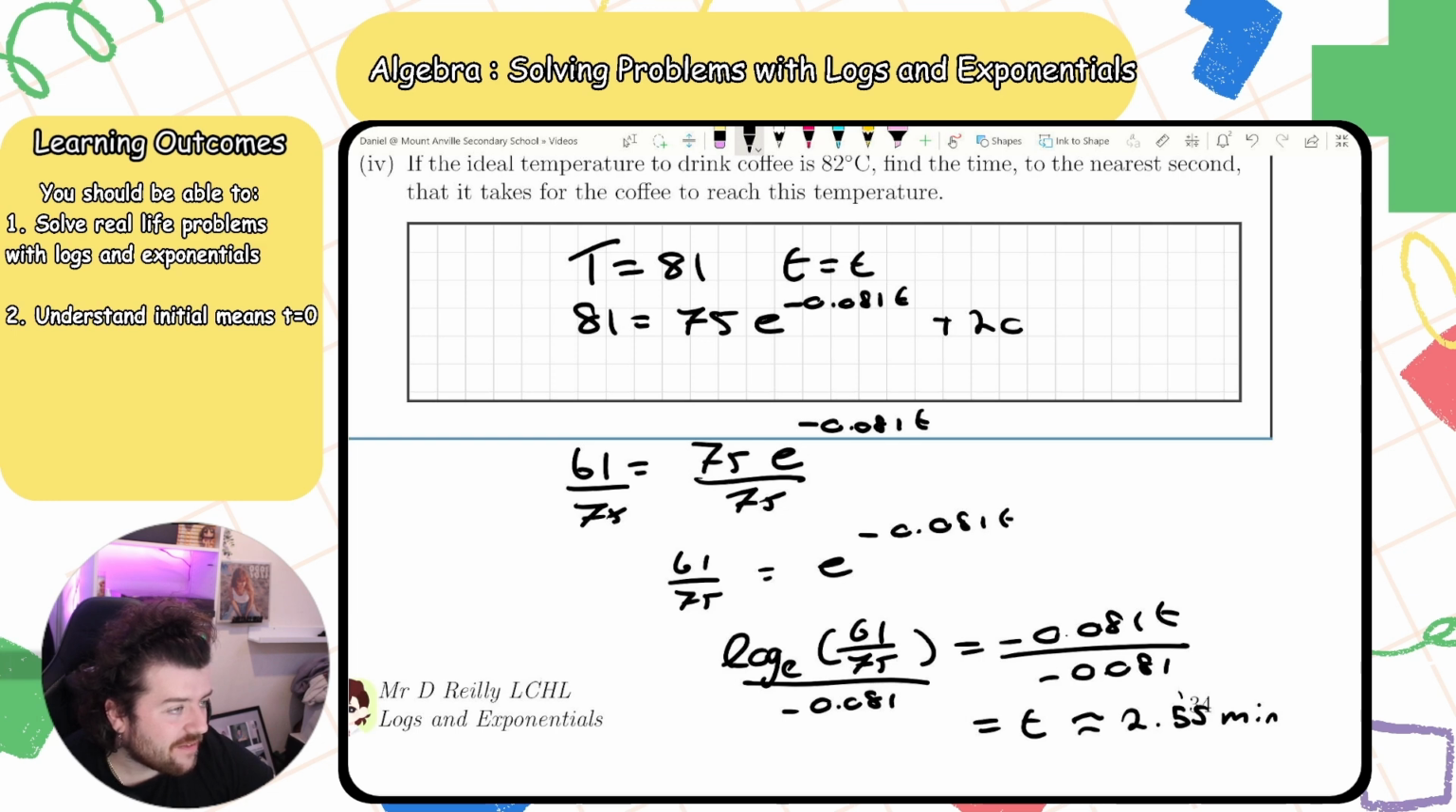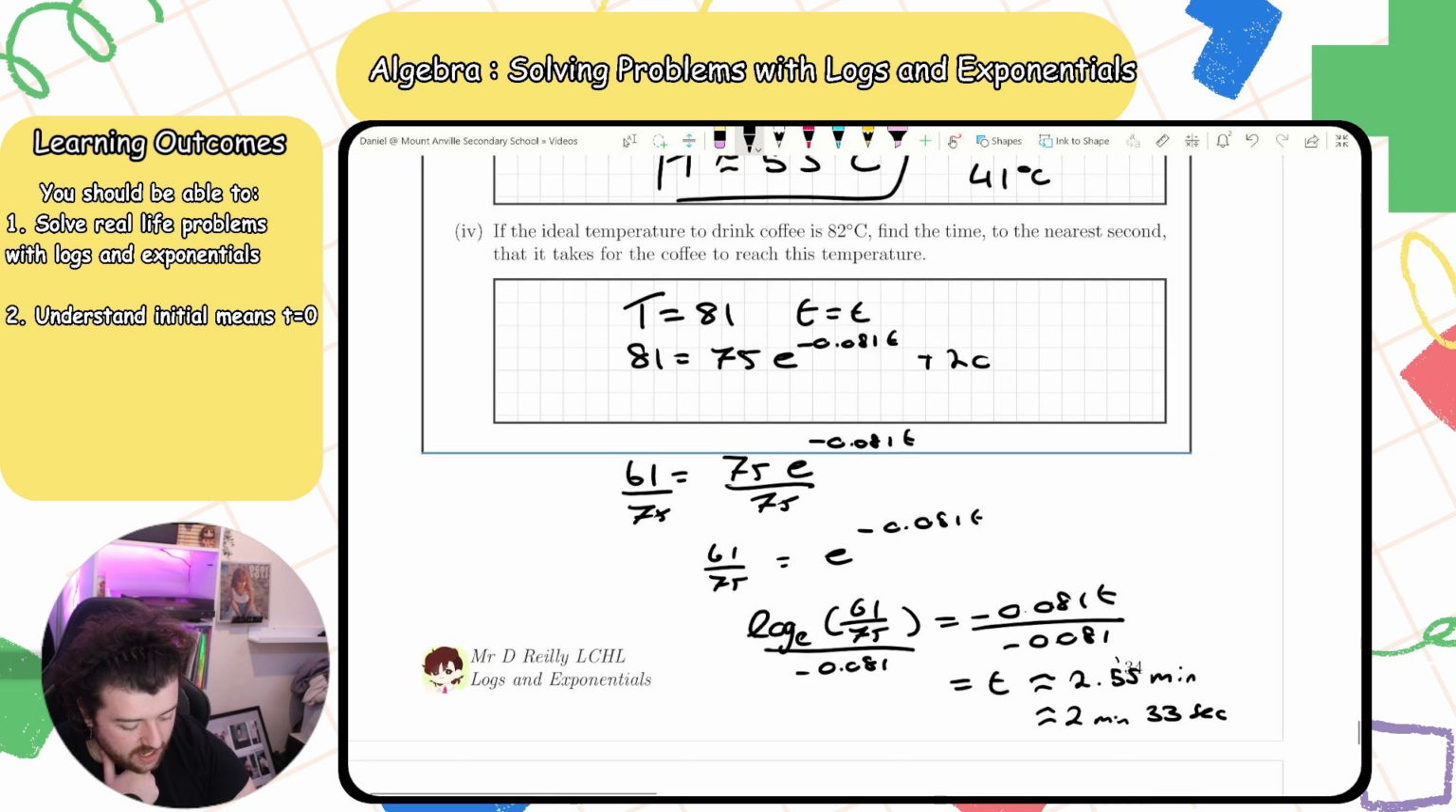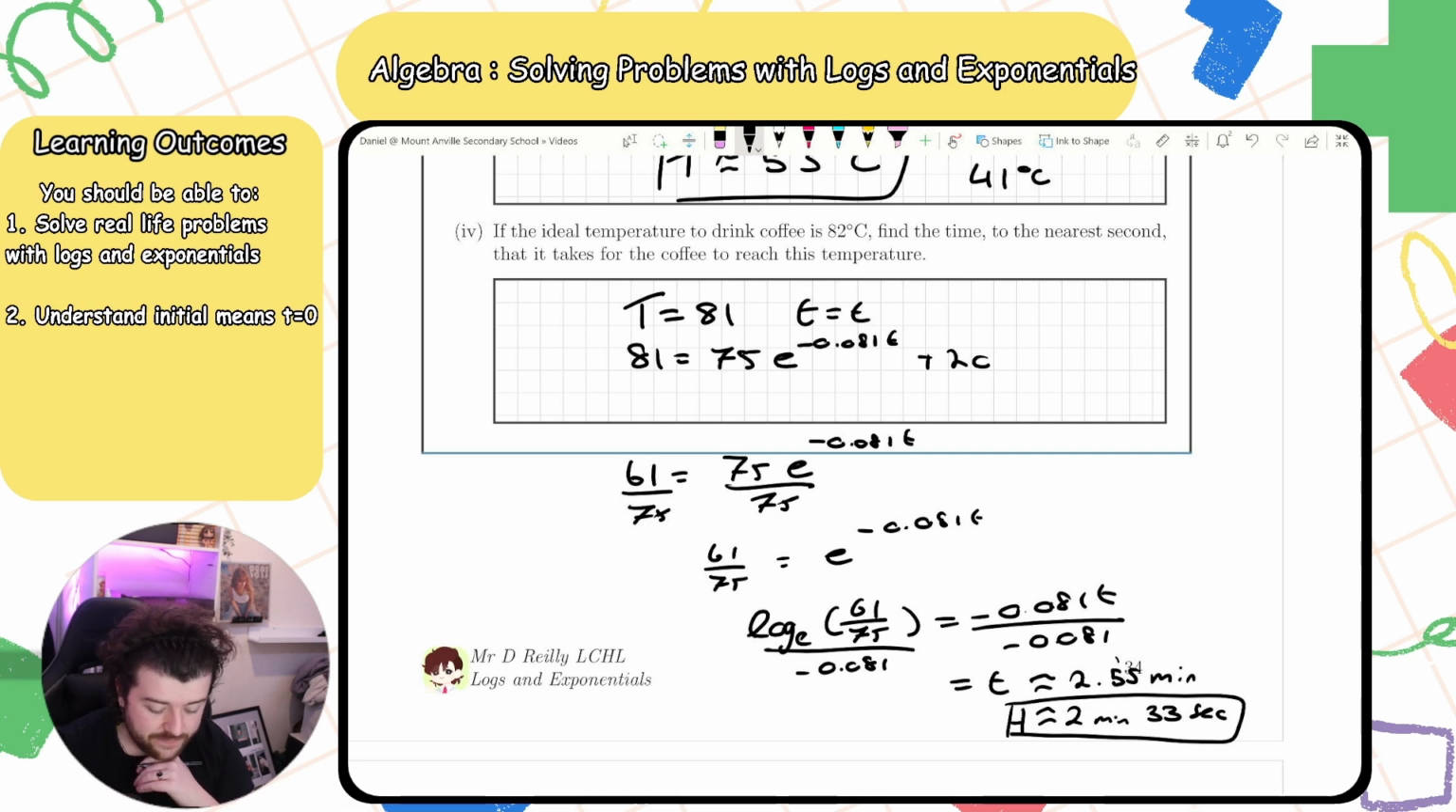So 0.55 minutes, multiply that by 60. So we're going to get 2 minutes and 33 seconds when you put that into your calculator. So after 2 minutes and 33 seconds, the coffee is at its ideal temperature.